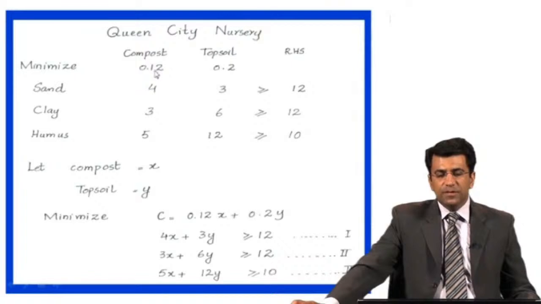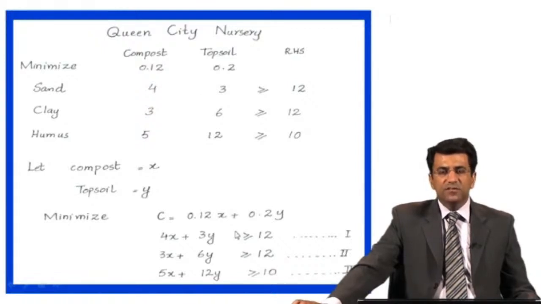Our constraint functions will be, as you can see from this table, and also going through the information in that particular situation, we must know that our constraints will be 4x plus 3y is greater than or equal to 12, that is the sand constraint. 3x plus 6y is greater than or equal to 12, that is the clay constraint. Then 5x plus 12y is greater than or equal to 10, that is the humus constraint. And again we have identified these constraints by these numbers 1, 2 and 3.